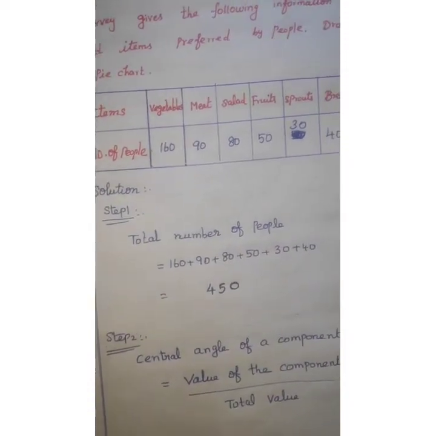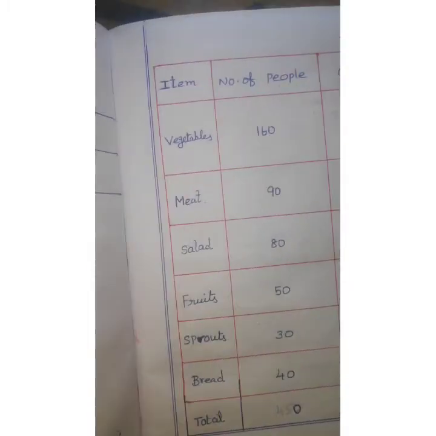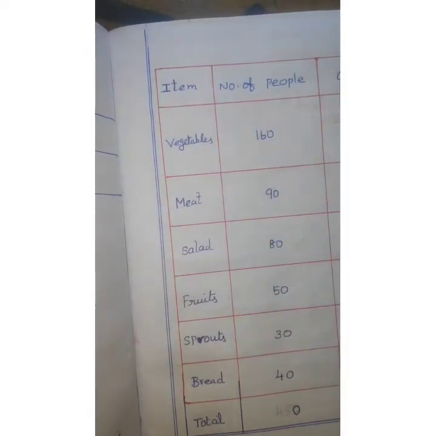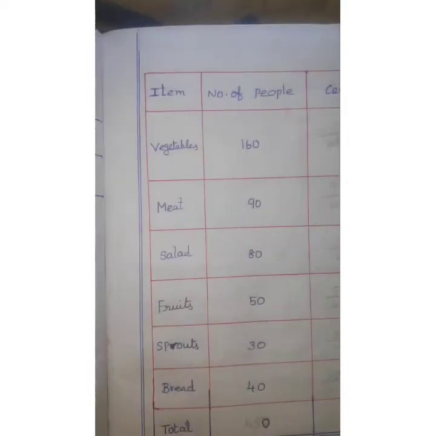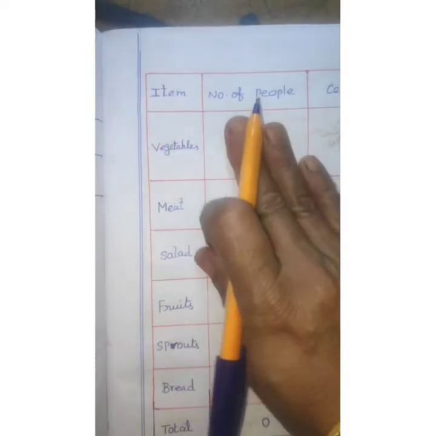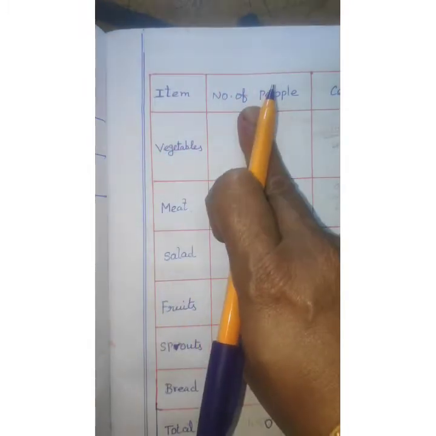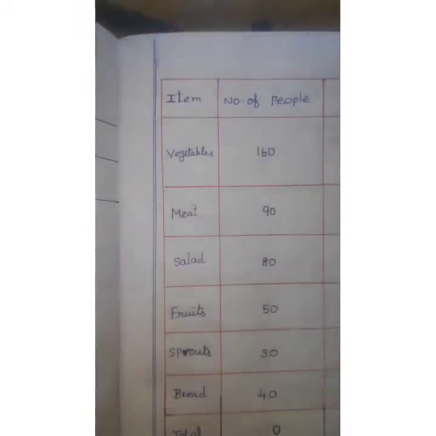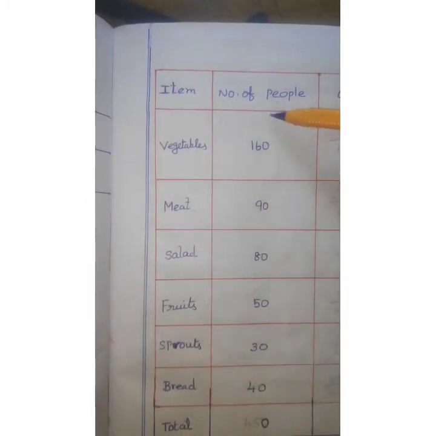See what is given in the question. Two columns are given in the tabular column: item and number of people. So first you write the column item. Next number of people. After that you write the central angle as another column. From the given table, you prepare three columns. All the sums have three columns: items, number of people and central angle. Then write what is given: vegetable, meat, salad, fruits. Continuously write the number of people: 160, 90, 80, 50, 30, 40.